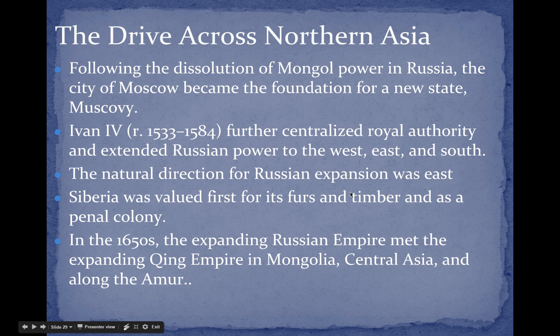So, origins of the Russian Empire. Following the dissolution of Mongol power in Russia, the Golden Horde, the city of Moscow became the foundation for a new state, which would be called Muscovy. And this absorbed the territory of the former Kievan state and Novgorod in the west, and conquered the Khanates of Kazan and Astrakhan. The Muscovite ruler Ivan IV took the title of Tsar in 1547, and Ivan IV would reign from 1533 to 1584. He further centralized royal authority and extended Russian power to the west, east, and south.